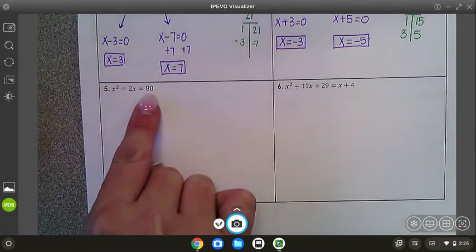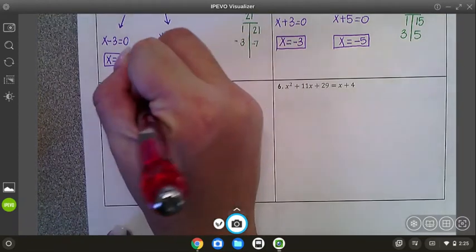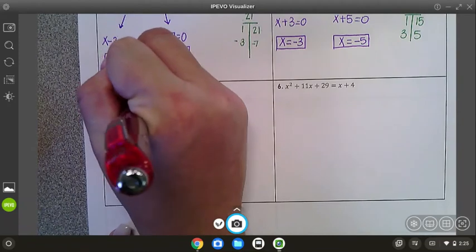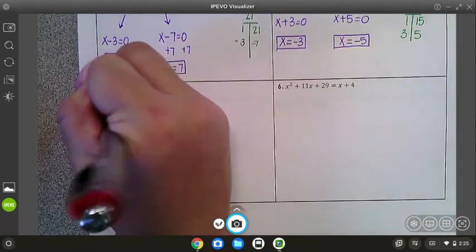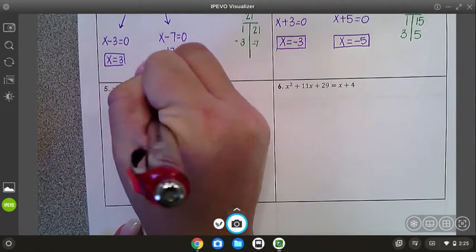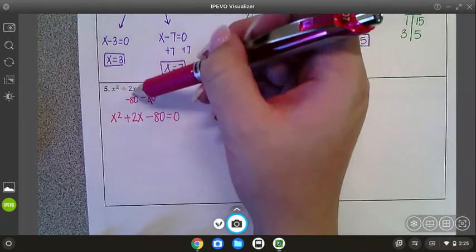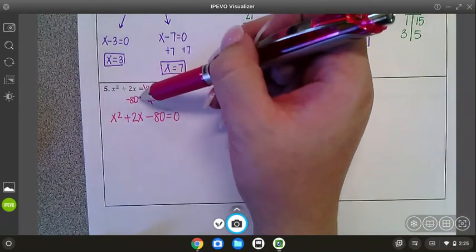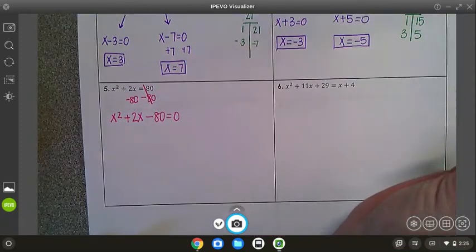Number 5, notice it's not set equal to 0. So I've got to subtract 80 from both sides to make that 0. And we'll get x squared plus 2x minus 80 equals 0. There weren't any other like terms to put with the 80 because it didn't have an x and it didn't have an x squared, so we just write it there at the end.